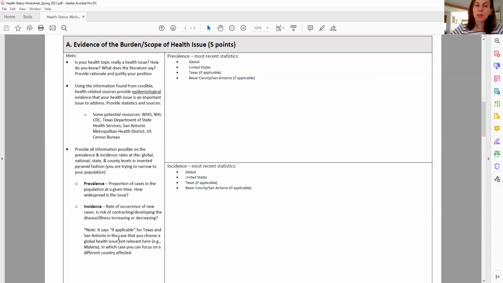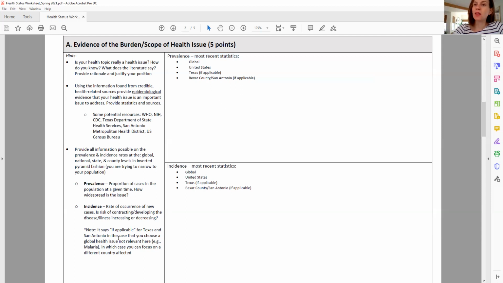I have "if applicable" because you might have chosen something that you don't really want to focus your final paper on Texas or San Antonio. That could be just based on your particular interests. Maybe you have interest in global health and you want to focus on something internationally. And then in that case, you would be selecting a different country and then potentially subpopulations within that country. But for most of your topics, it will make sense if you want to focus on Texas and on San Antonio. So you want to collect as much information as you can within each of those levels.